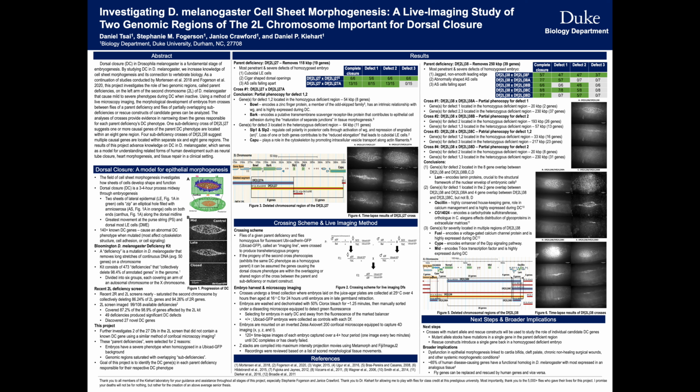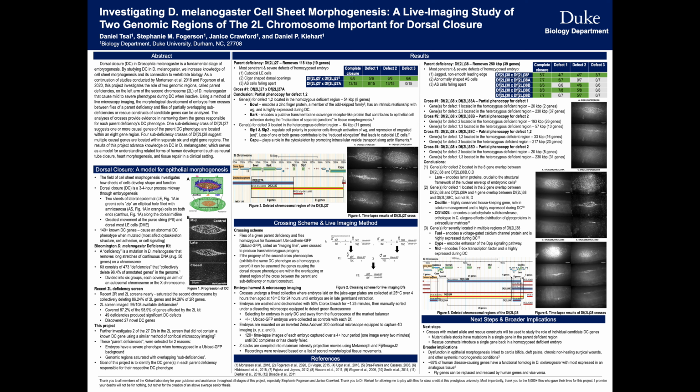As of 2018, there were over 140 known dorsal closure genes, which are defined as any gene that causes an abnormal DC phenotype when mutated. The goal of this project was to use a Bloomington D. melanogaster deficiency kit to identify DC genes in 2 of the 49 deficiencies of a recent 2L screen that produced significant DC defects when homozygous in a UPK-GFP background.